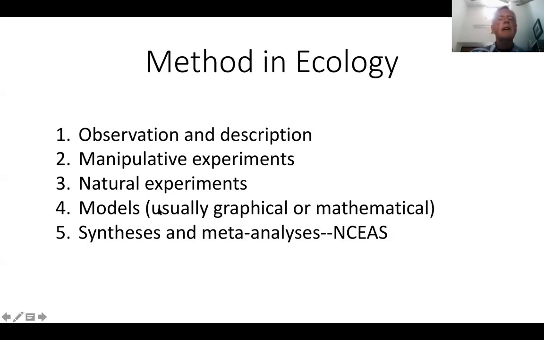The fourth way that ecologists make inferences about process is by way of models. Models are typically either graphical or mathematical. Models are simply characterizations of nature, assumptions of the way nature works, and then creating some artificial structure to see how that structure behaves, and thereby drawing inferences about nature from graphs and mathematical relationships. And the fifth way that ecologists in recent years have come to understand nature is what we call syntheses and meta-analyses.